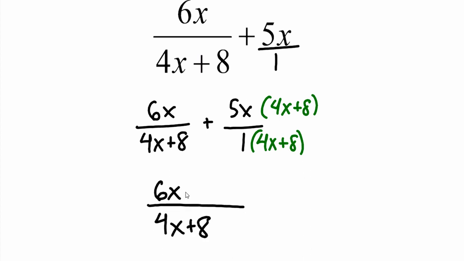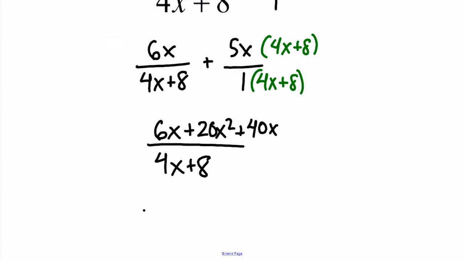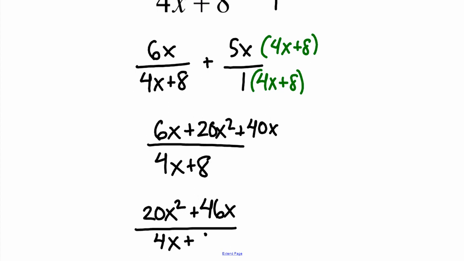This is a 6x plus, this would distribute through, I'd get 20x squared plus 5x times 8x is 40x's. Simplify. 20x squared, biggest power first, plus 46x, all divided by 4x plus 8. Now factor. What's the biggest thing I can factor out of 20 and 46? Well, things that go into 20 are 4 and 5. That won't go into 46, but 2 will, so probably a 2. And an x I can divide out. What's left behind? An x plus 23.